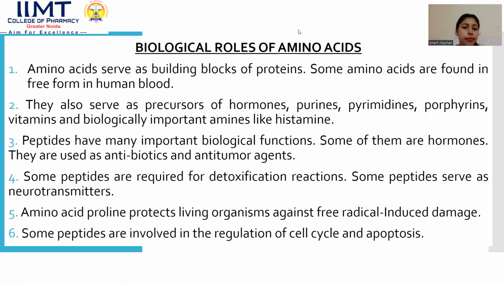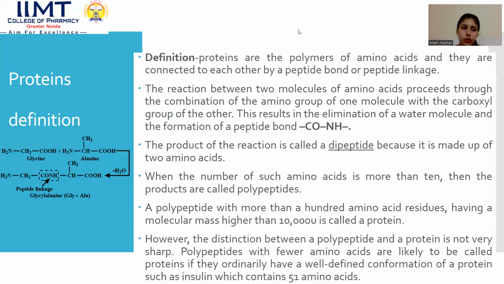Next, peptides have many important biological functions. Some of them are hormones. They are used as antibiotics and anti-tumor agents. Some peptides are required for detoxification reactions. Some peptides serve as neurotransmitters. Some protect living organisms against free radical induced damage. Some peptides are involved in regulation of cell cycle and apoptosis.